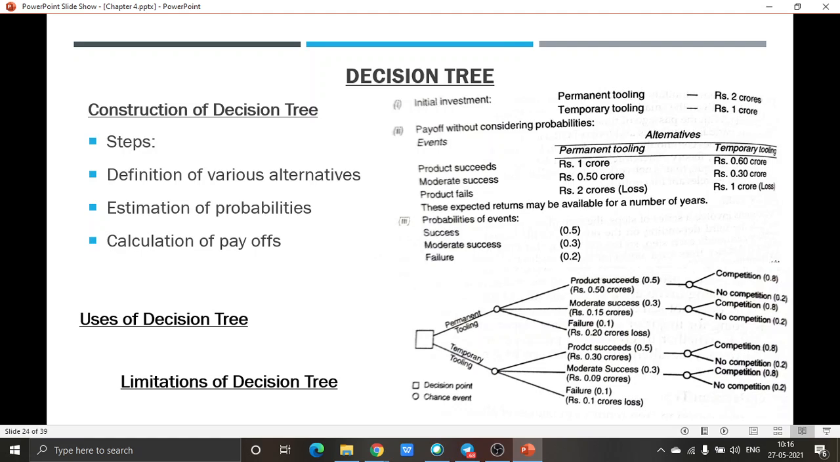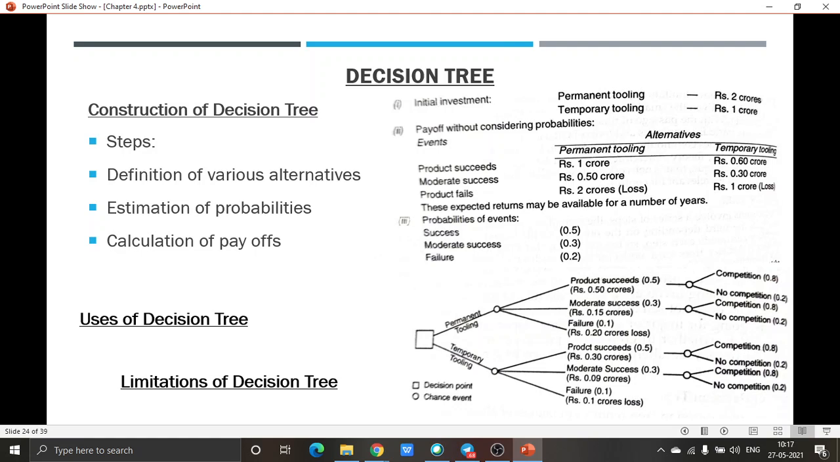The entire process can be put in three different steps. Now, the construction of a decision tree requires firstly definition of alternatives, secondly estimation of probabilities for various elements, and lastly calculation of expected payoffs resulting from an action.